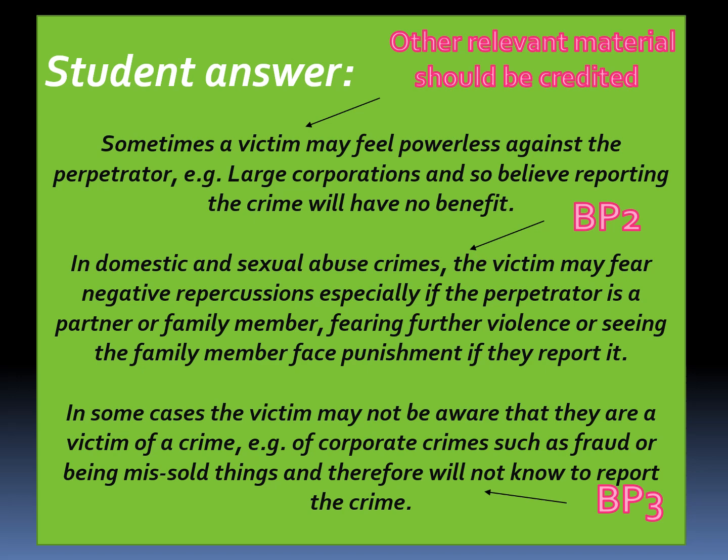The second one, which is domestic and sexual abuse, the victim may fear negative repercussions. This was bullet point number 2. And especially if this person is a family member who they are a victim of. And then finally, bullet point number 3, the victim is unaware that they are a victim and not reporting it due to that reason. So for all of these reasons, they either give an example of a crime or a context that supports the reason given, and that is enough to gain the 2nd mark for each of those reasons given.